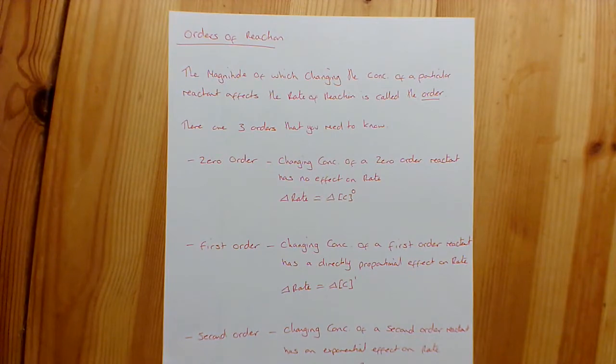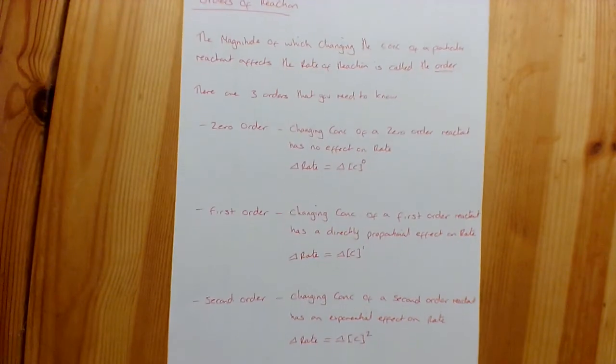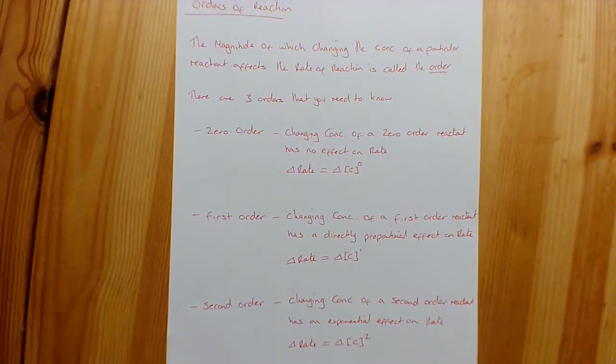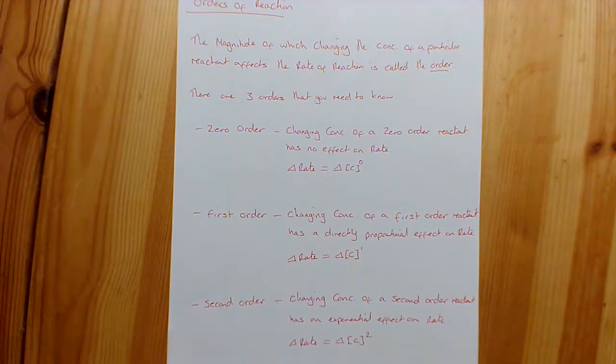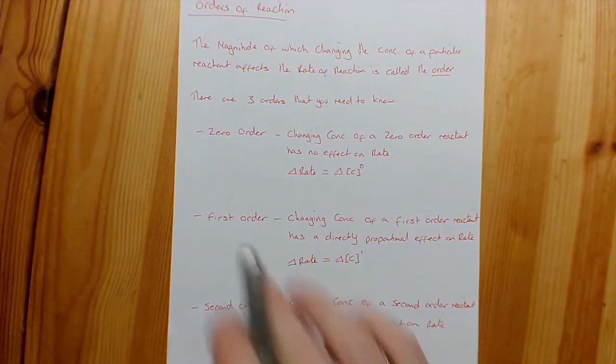So when we're talking about orders of reactants, what we're talking about is the extent to which the rate is affected, that's both increased or decreased, by any change in the concentration of a particular reactant. So there are three different orders that you need to know. We have zero order reactants, first order reactants, and second order reactants. So we'll start with zero order.